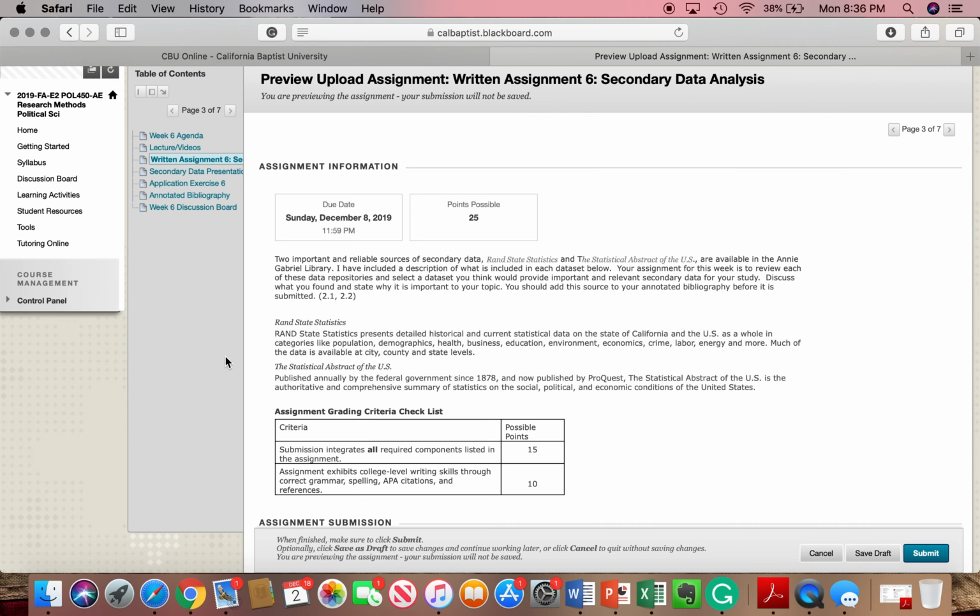The second is the Statistical Abstract of the United States, published annually by the federal government since 1878, and now published by ProQuest. The Statistical Abstract of the U.S. is the authoritative and comprehensive summary of statistics on the social, political, and economic conditions of the United States. If you're talking about something like annual incomes or a living wage, which some of your studies revolve around, this would be helpful information that could support your studies.